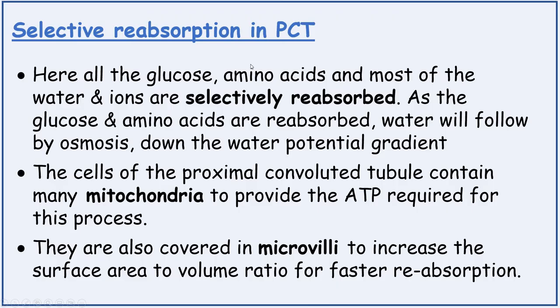So selective reabsorption then happens in the proximal convoluted tubule. Here all the glucose, amino acids and most of the water and ions are selectively reabsorbed. As the glucose and amino acids are reabsorbed, water will follow by osmosis down the water potential gradient. The cells of the proximal convoluted tubule contain many mitochondria to provide the ATP required for this process. They are also covered in microvilli to increase the surface area to volume ratio for faster reabsorption.